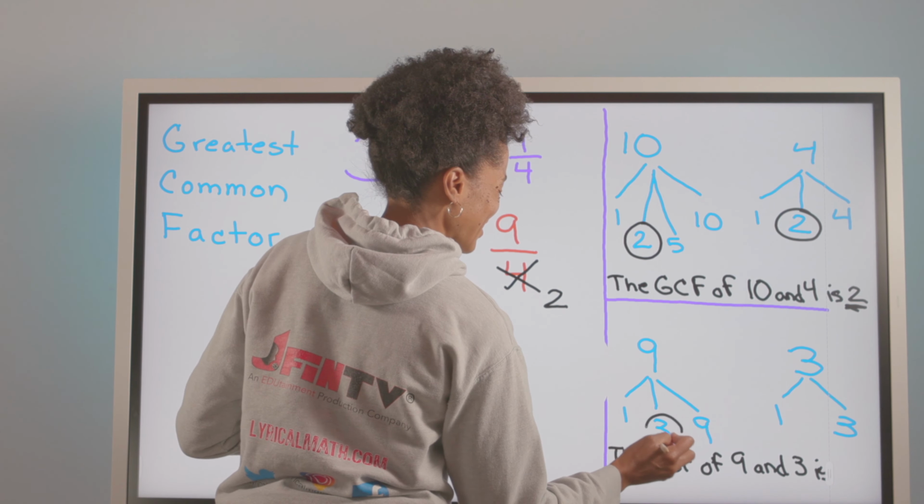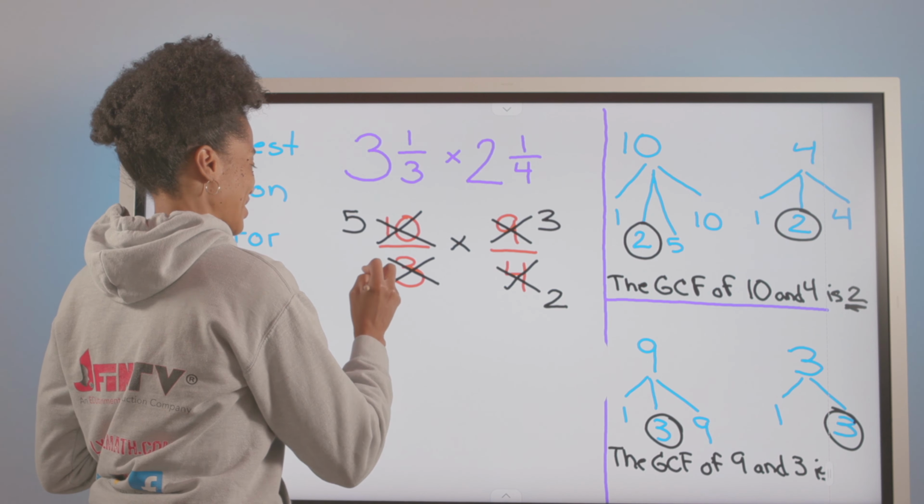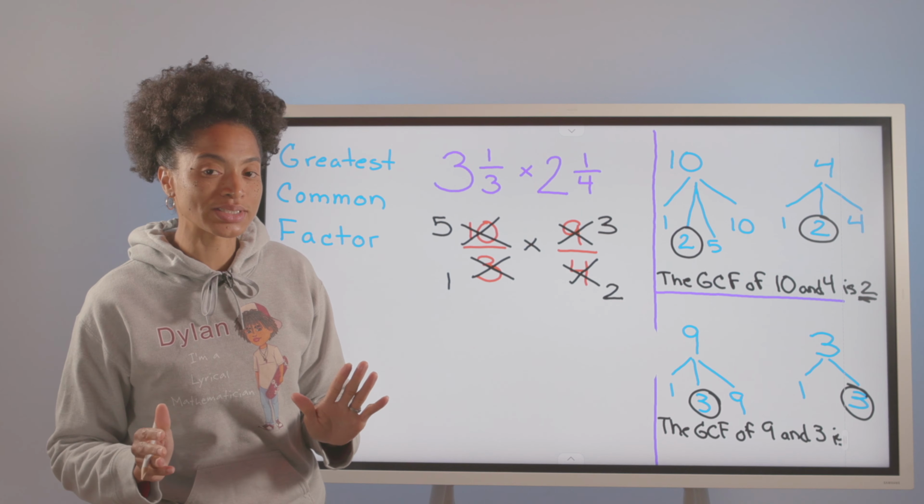So 9 divided by 3 gives us 3. Cross out my 9, make it a 3. 3 divided by 3 gives us 1. Cross out my 3, make it a 1. Good job. Step 2 is done.